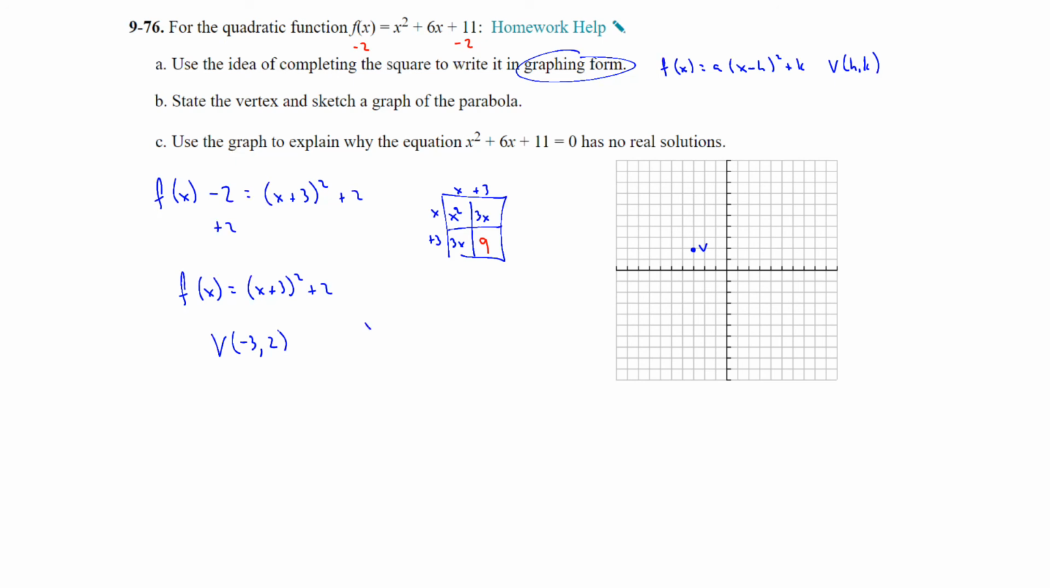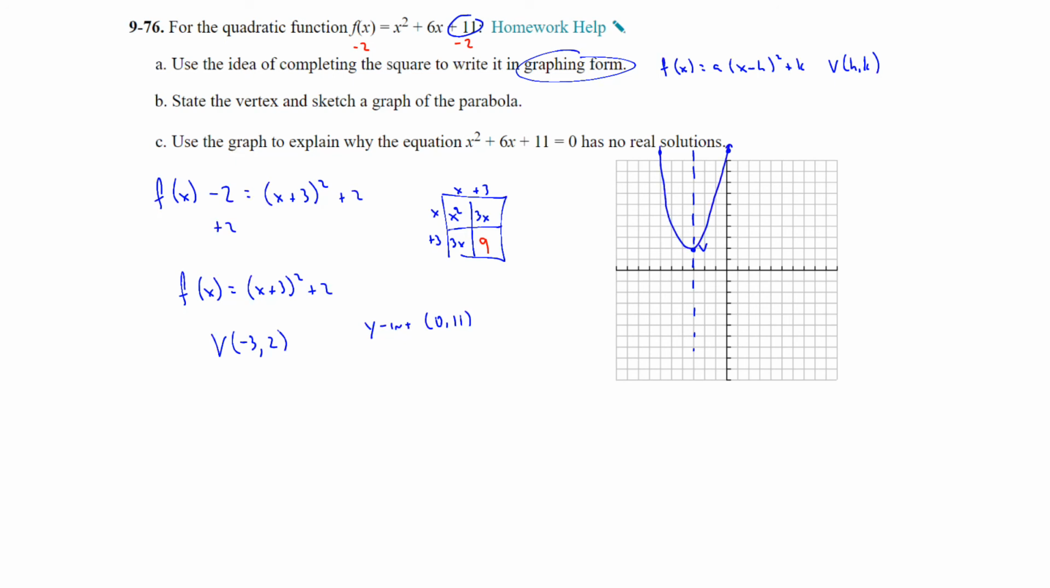We also know, to help us figure this out, we know the y-intercept is at 11. Go back to your original. When you plug in 0, you get 11. So this only goes by 10, but 11 would be right here. And since our line of symmetry is right here, we know that also there should be a point at negative 6, 11 as well.